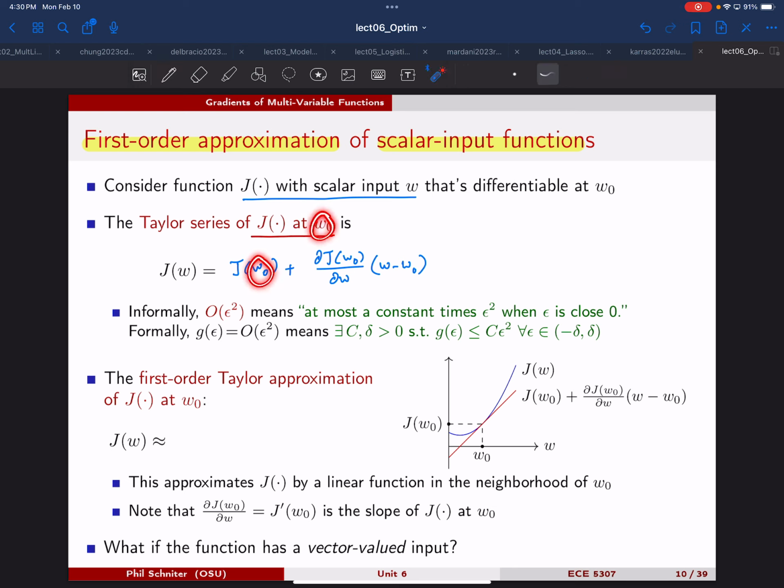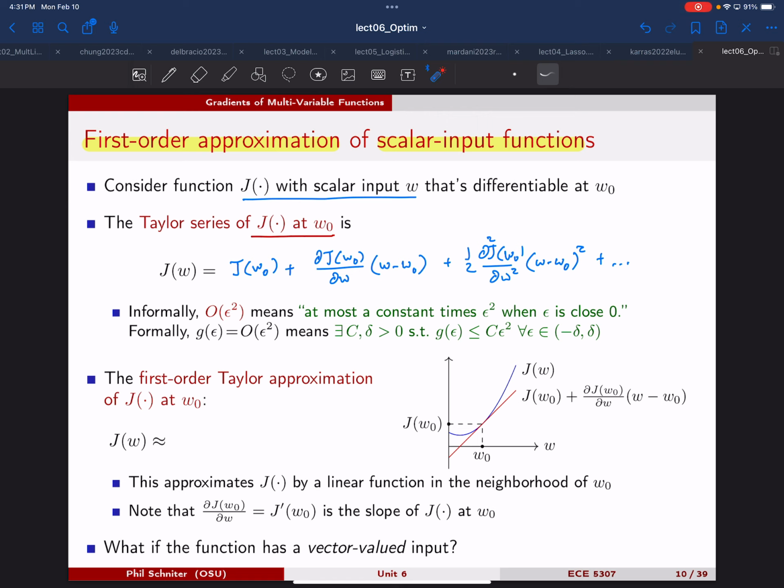So that's the first couple terms, and then we have another term, which is going to be 1/2 d squared J at W naught over dW squared, times (W minus W naught) squared. And there's going to be an infinite series of these. There's going to be a cubic term and a quartic term and fifth power and sixth power all the way to infinity, right? But for our purposes, we don't really need all that detail.